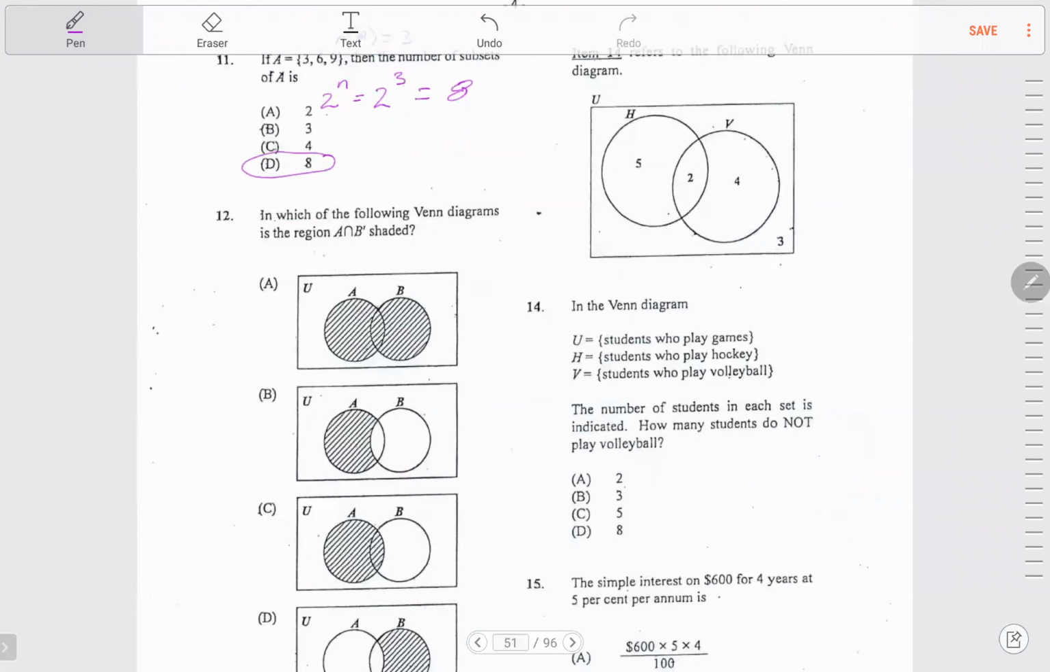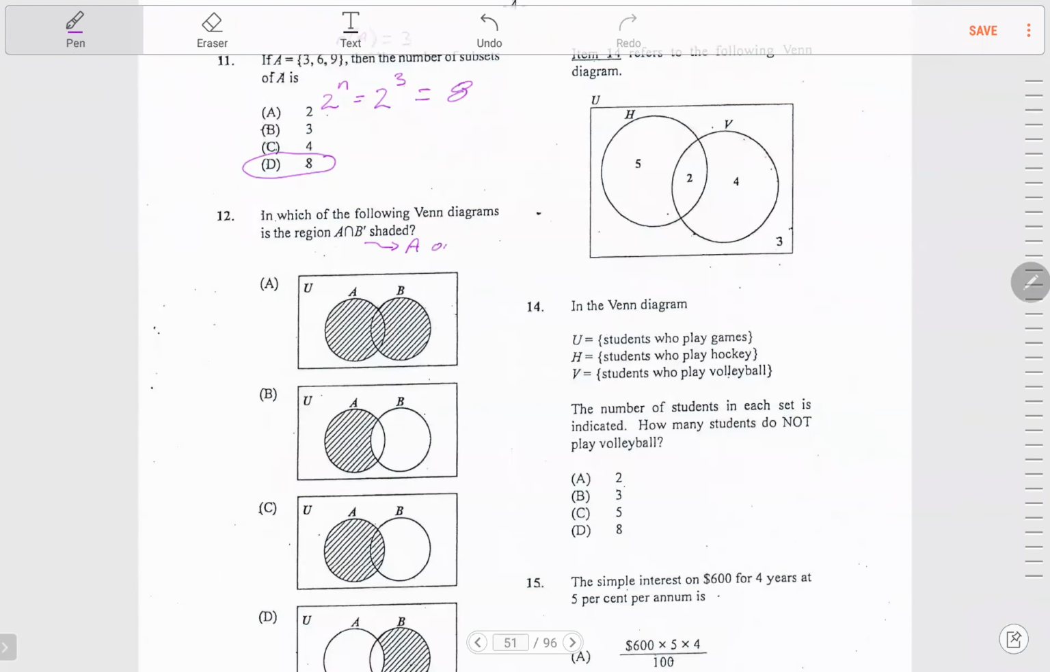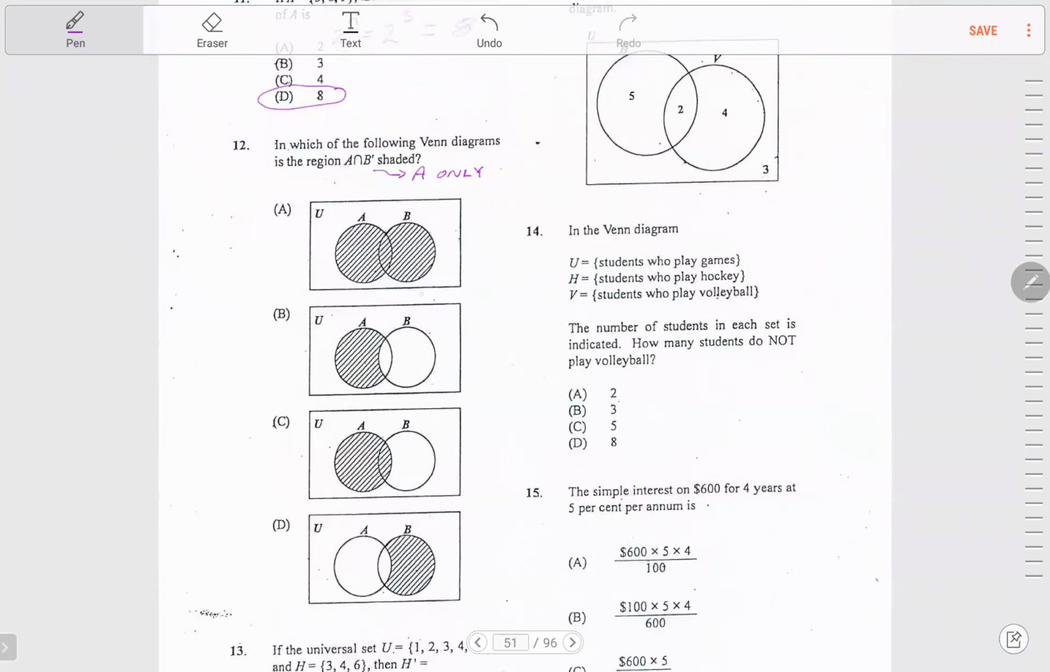This one, we did this one already. We said this was A only, outside of B and inside of A. A only, this is A only. All right, so we did that one question already. Next one.